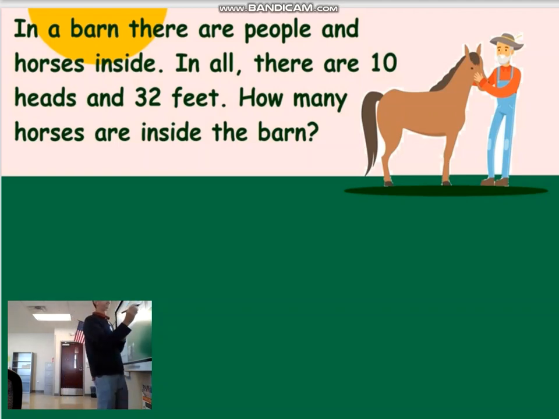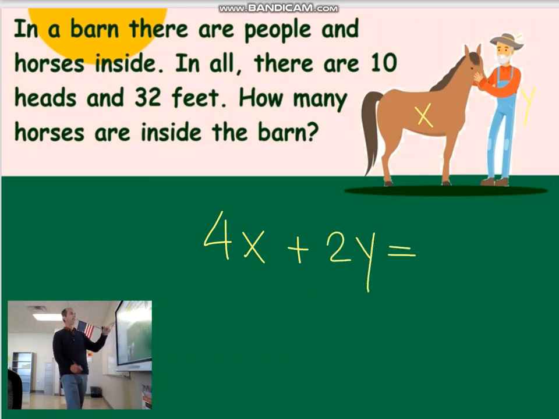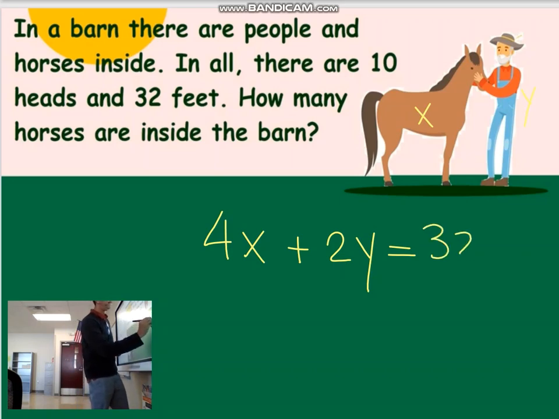We can say the number of horses is X, and the number of people is Y. One thing you can say about horses is they have 4 feet, so 4 times X, and people have 2 feet. So the total number of feet inside the barn is 32, and the total number of heads is 10. Each one has just one head, so X plus Y equals 10.